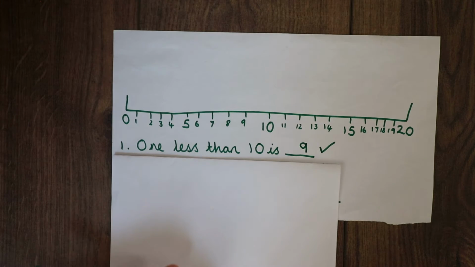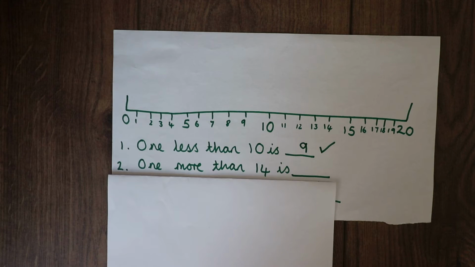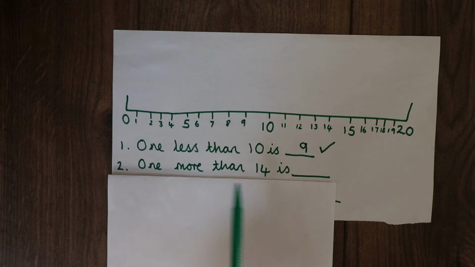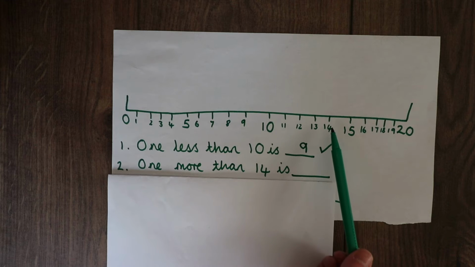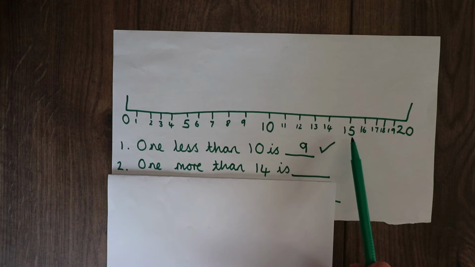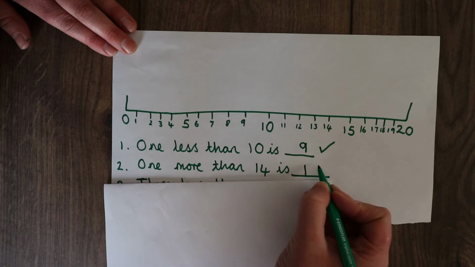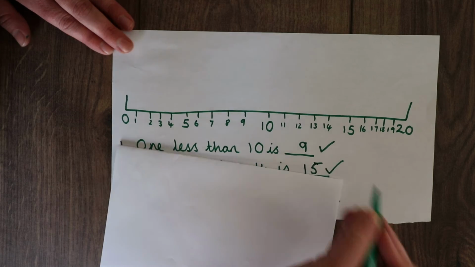Give yourself a tick. Okay, number 2. 1 more than 14. Pause the video. Okay, using my number line, I've got to find 1 more than 14. So first thing, I'm going to find my 14. 1 more. Am I going to count forwards or backwards? I'm going to count forwards because it's getting bigger. Ready? 1 jump. The answer is 15. Well done if you got that right.